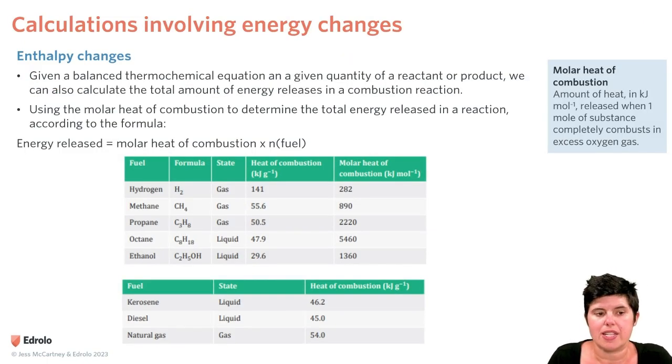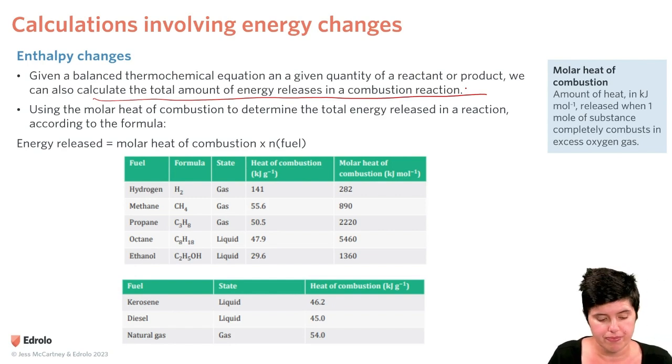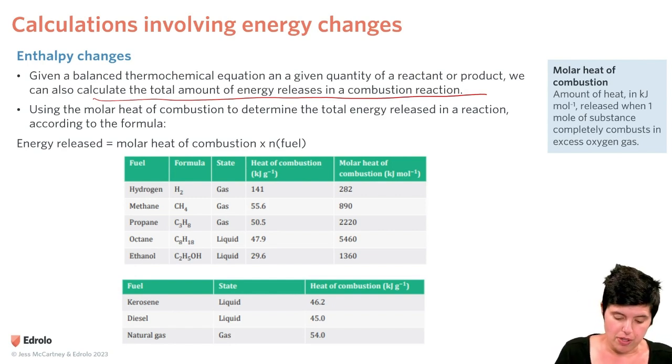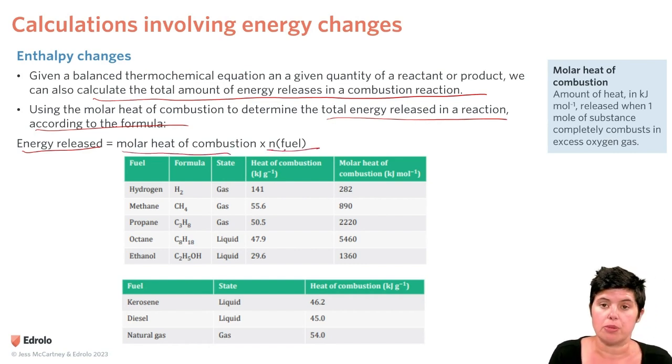So when we're looking at calculations involving energy change, we're going to be looking at the thermochemical equation, and this is a given reactant and a given product that's produced. When we have that, we can actually use that to calculate the total amount of energy released in a combustion reaction, using the molar heat of combustion to determine the total energy released in the reaction according to the formula. So the energy release is equal to the molar heat of combustion times by the mole of the fuel. Now the heat of combustion is found in your data books.